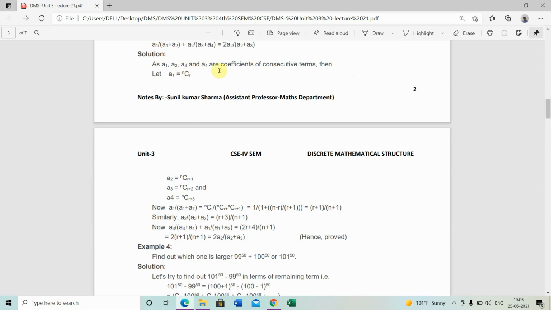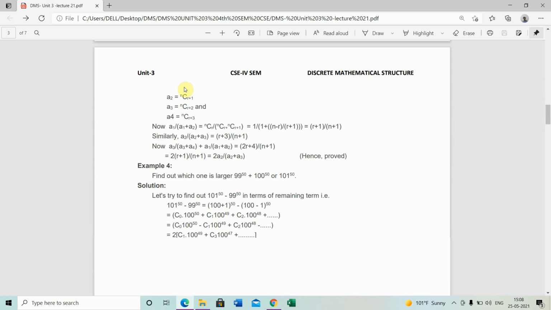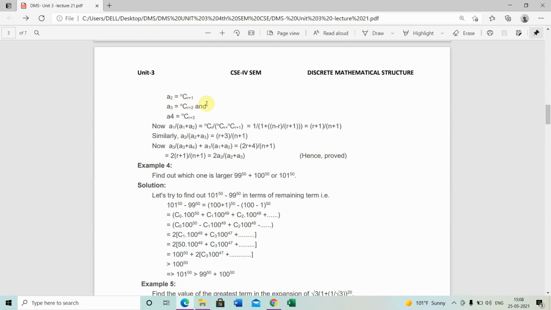As a1, a2, a3 and a4 are coefficients of consecutive terms, then a1 equals nCr, a2 equals nCr+1, a3 equals nCr+2, a4 equals nCr+3. So a1/(a1 + a2) equals nCr/(nCr + nCr+1).